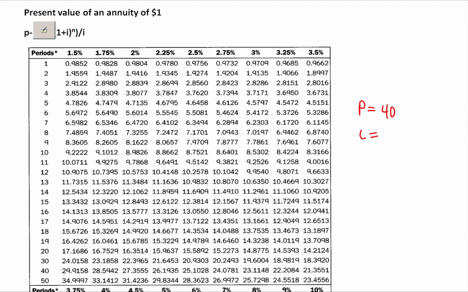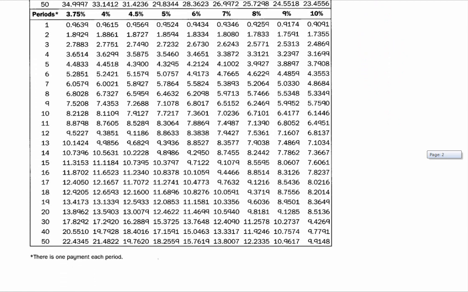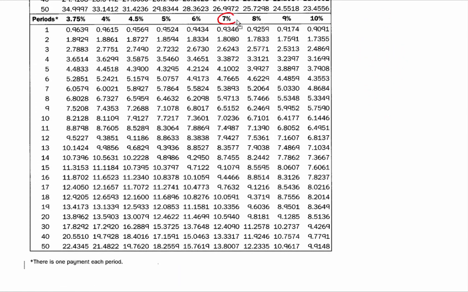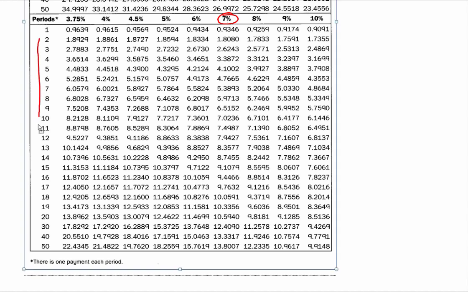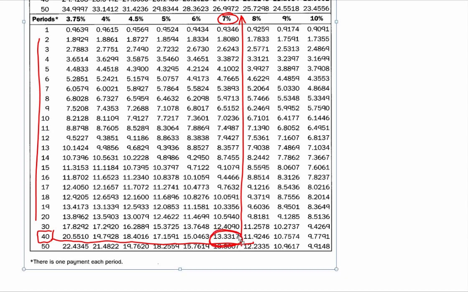So let's look at 7%. I equals 7%. I don't have 7% here, so I'm going to have to go down. Yeah, here's my 7%. And I need to go down in the periods all the way down until it hits 40. So if I go along 40, and then up to 7%, then I know this is the factor, 13.3317. That's what the factor is. That's going to tell me the present value.